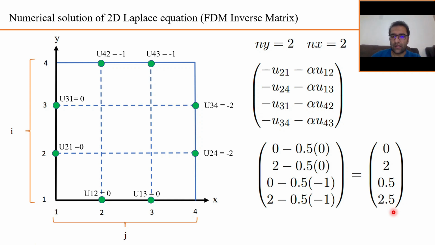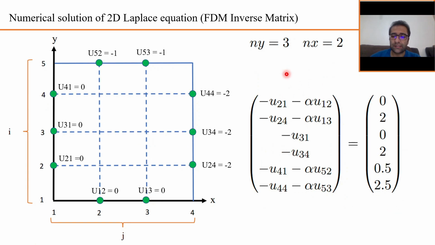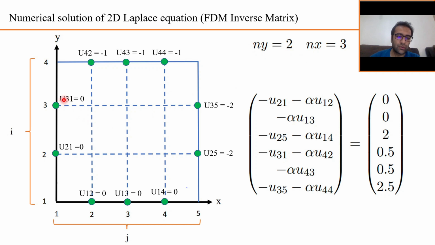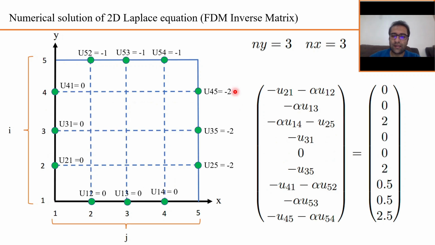So we have this f function when the grid is 2 by 2, and if I repeat the substitution for 3 by 2, I will have this matrix for f, as you see here. And for 2 by 3, 2 grid points in the y direction and 3 in the x direction, I will have such a form for the f matrix. And finally, when I have a 3 by 3 unknown grid and apply the same boundary condition on this f matrix, we will have 0 0 2 0 0 2 half half and 2.5. So we found the f matrix for different numbers of grids.